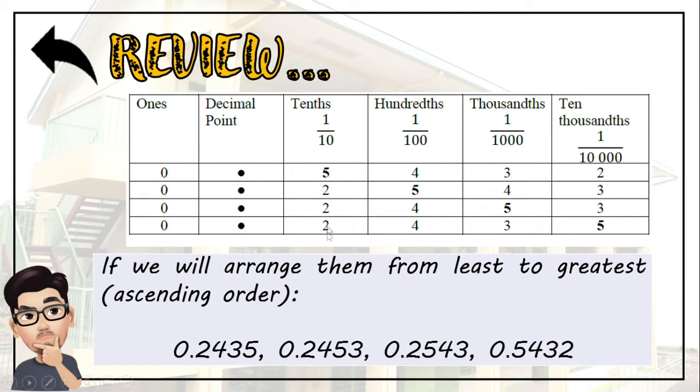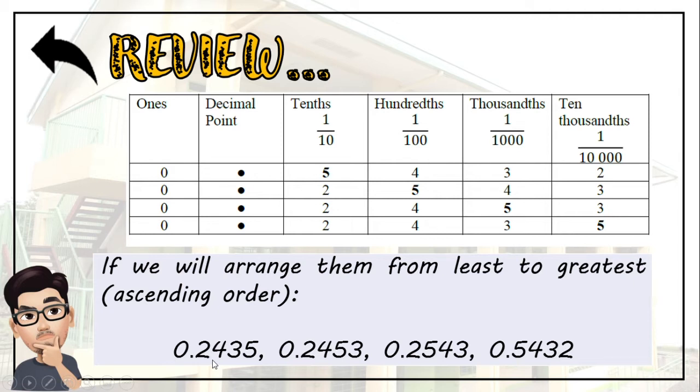Then since ito ay pare-parehas sa tenths place, we look at the next place value, yung hundredths place. So we have here 4 and 4, edi sunod na malaki itong 2,543. Ito. Okay? Then since pareha silang 4, we look at the thousandths place. We have 5 and 3. So sunod na malaki dito sa 2,543 ten thousandths, itong 2,453 ten thousandths. Then yung pinakamaliit will be 2,435 ten thousandths.